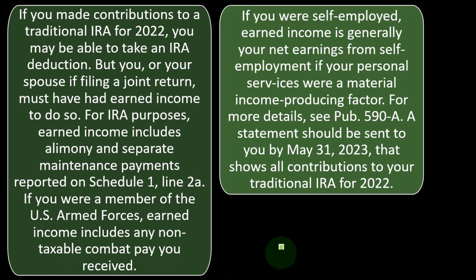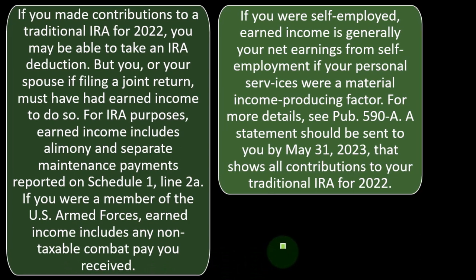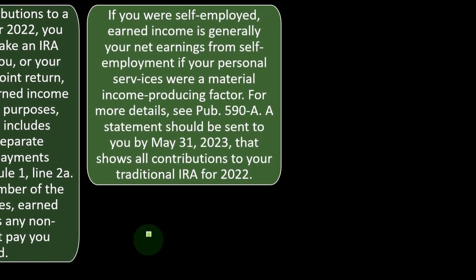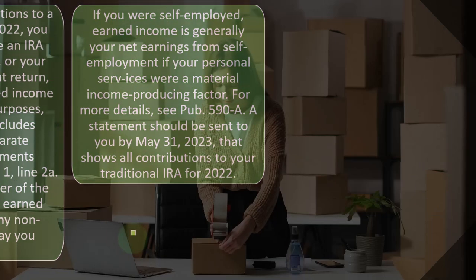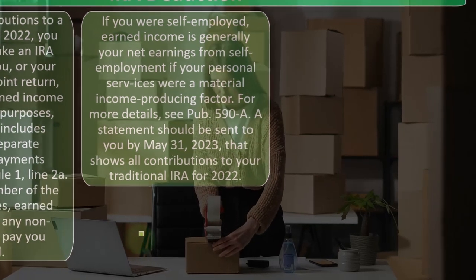So if you were self-employed, earned income is generally your net earnings from self-employment. So if you're self-employed, that's still going to be earned income. You can kind of think of the rule that you're paying Social Security on it, or you're paying Medicare and Social Security in the format of either the W-2 wages or with self-employment. Although, again, there are some other exceptions here with alimony and whatnot.